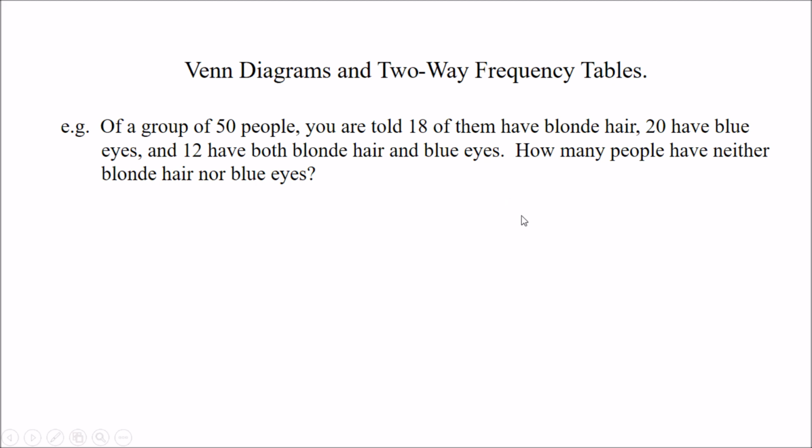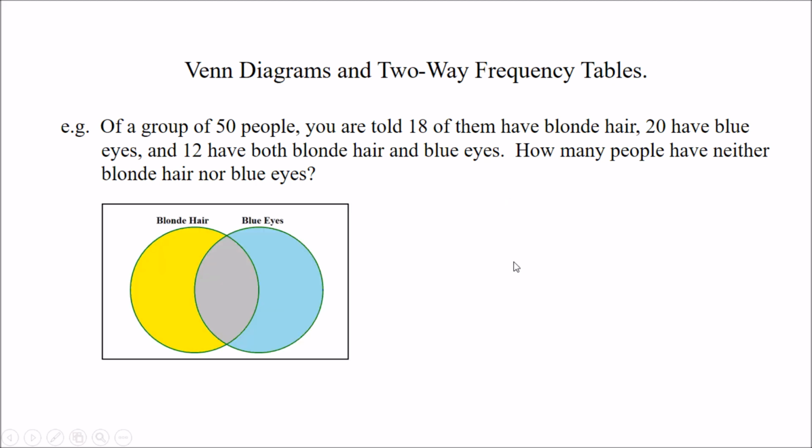Sounds like quite the mind bender. Well, again, a Venn diagram will help keep track of all of our 50 people. I have a circle that I created for blonde-haired individuals that overlaps a circle for blue-eyed people. We know that 12 of them have both blonde hair and blue eyes, so that must be the overlapping region.